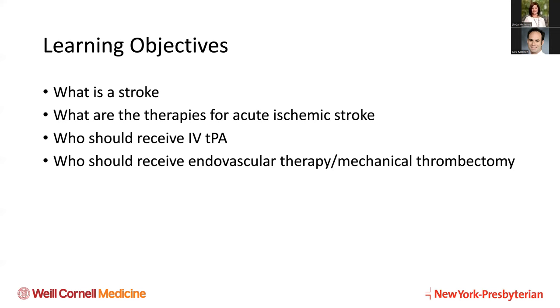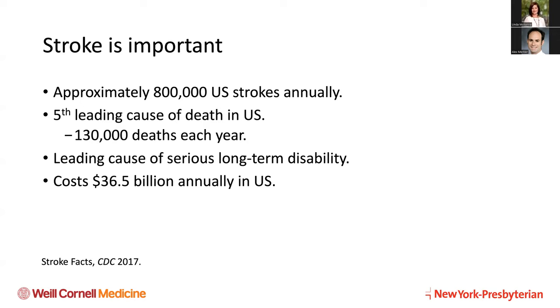Who should receive endovascular therapy or mechanical thrombectomy. So stroke is an important topic. There are about 800,000 cases of stroke per year. It's the fifth leading cause of death in the United States, with about 130,000 deaths per year. It's a leading cause of serious long-term disability, and it costs a lot of money.